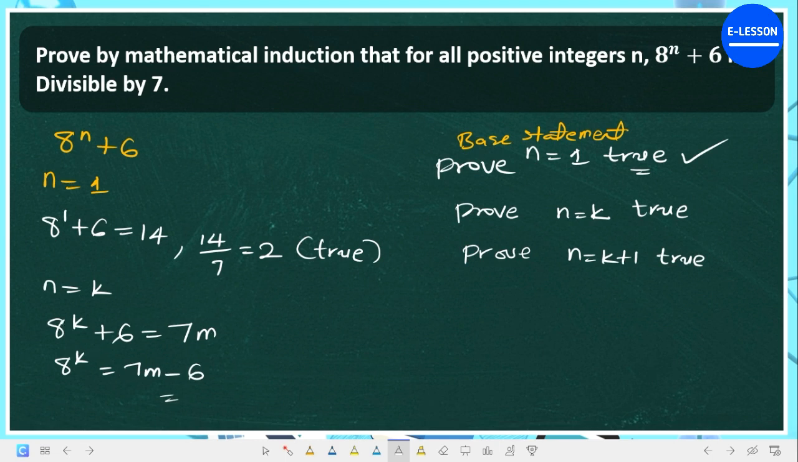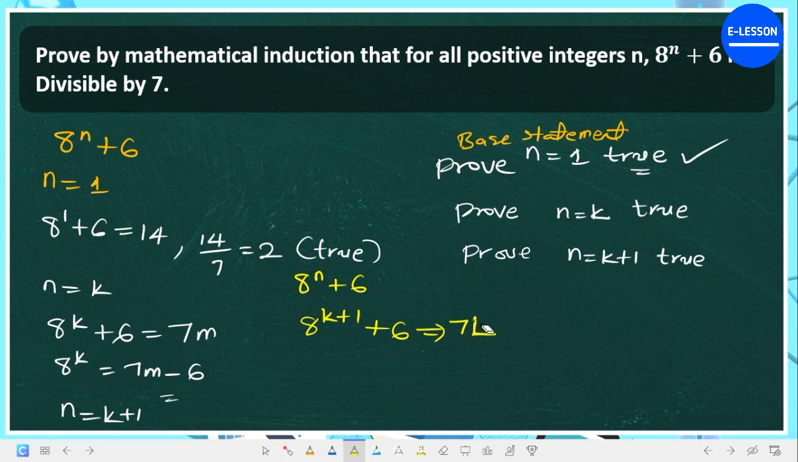Now, the next thing we are going to do is n equals k plus 1. For n equals k plus 1, what does it mean? Wherever we see n, we put k plus 1. So we have 8 raised to the power of n plus 6. Wherever you see n, put k plus 1, plus 6. It should be equal to any integer also, but a multiple of 7. So this is 7l. Let's use 7l to prove this one.